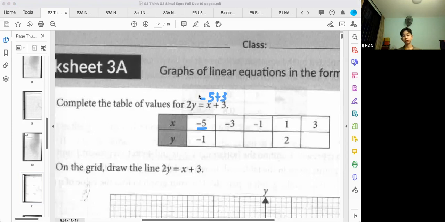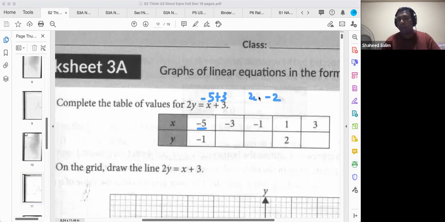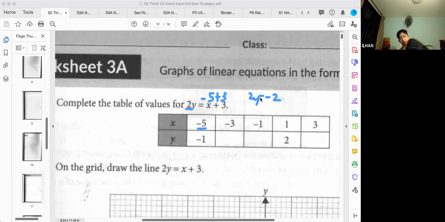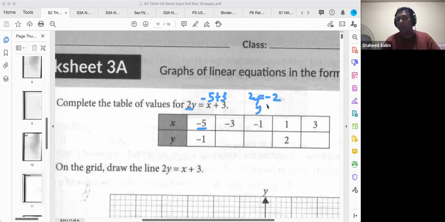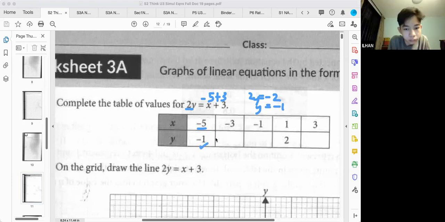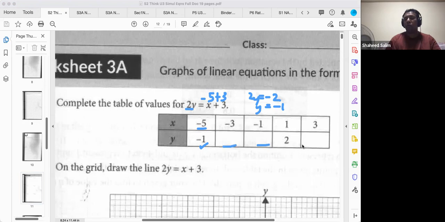Minus 5 plus 3 equals -2. So 2y, because this is 2y, not y. 2y equals -2. Y, you divide by 2, right? You get -1. Can you see now it's -1? Okay, you give me 1, 2, you've got to substitute the value. You tell me what are the values for this.